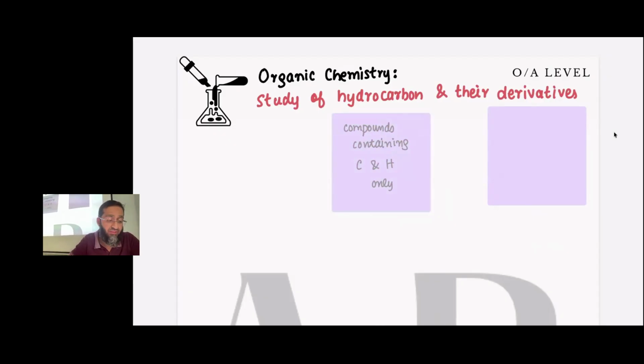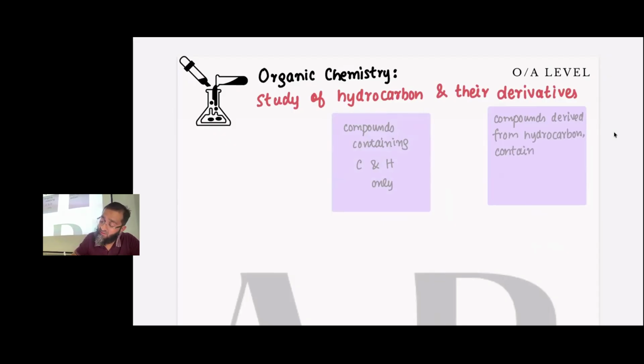And when we talk about derivatives, so these are the compounds which are derived from hydrocarbons. What does it mean? It means that when the hydrocarbons undergo reaction, they turn into these compounds. So these are derived from the hydrocarbons. And the important thing about these compounds is that they do not contain carbon and hydrogen only.